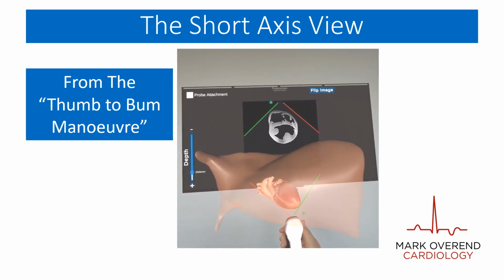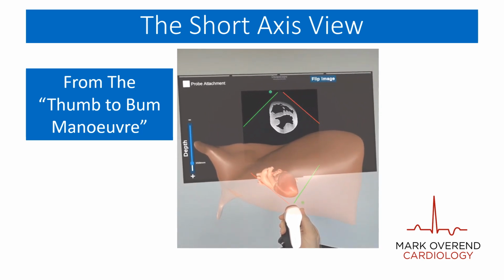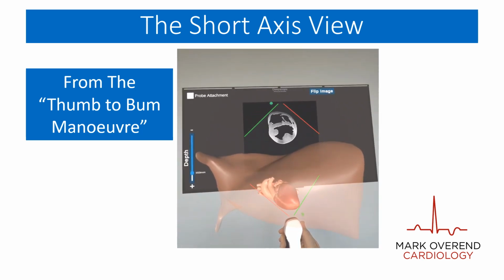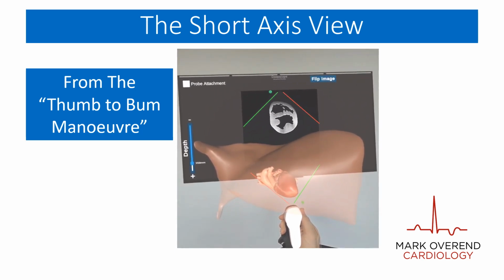So what you can see, I've rotated my thumb to bum 90 degrees. The positioning button is headed towards the dog's bum, and what we're doing is we're taking a slice through the left ventricle there at the level of the papillary muscles.